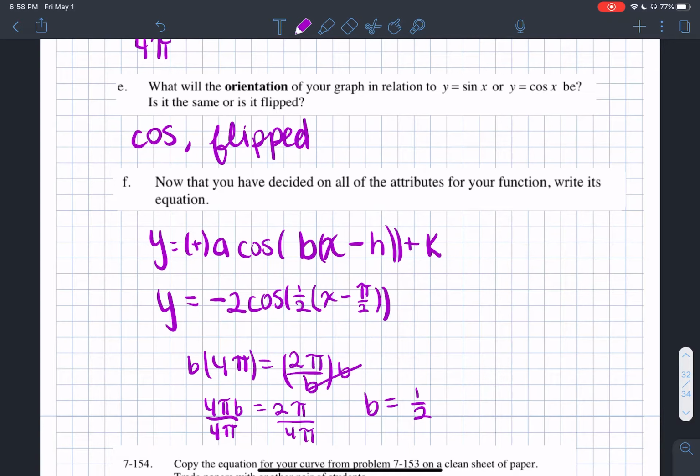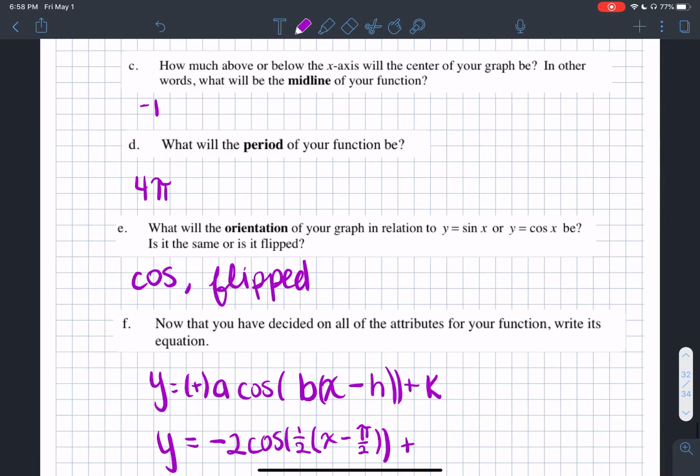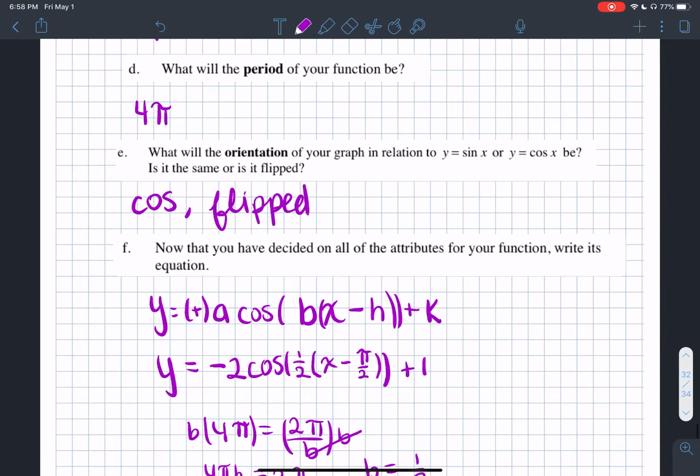Then plus k. K is our midline. My midline is at -1, so I'm going to add -1, which is the same as subtracting 1.